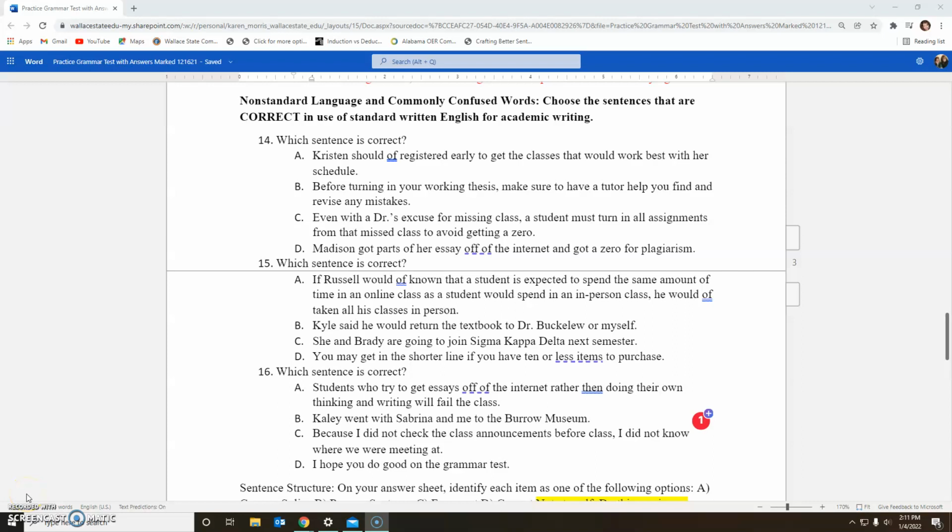One of the sections of the grammar test where students tend to make the most mistakes is in choosing sentences that are using non-standard language or maybe some commonly confused words or misspelled words.